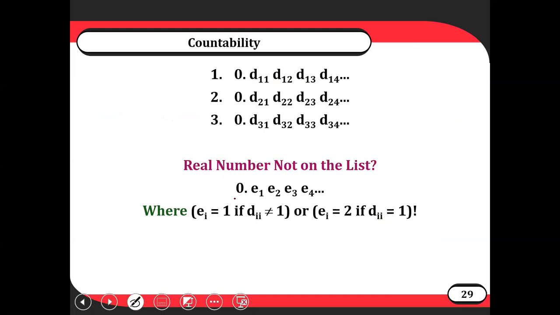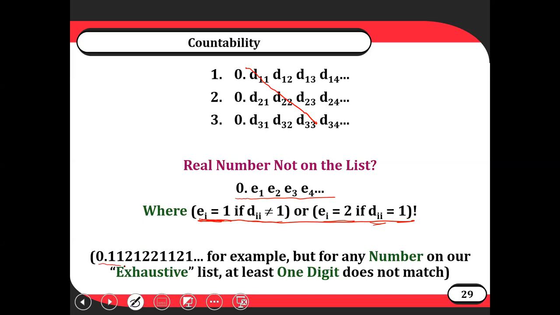So let's assume that we have a number. We're going to take this number. This digit is 1 if the ith digit of the ith number is not equal to 1, or it's 2 if the ith digit of the ith number is equal to 1. So I have all these numbers here, and I'm going to take the diagonal, and every time I see a number here, if this number is the same, I'm just going to change it to something different. And why can I do that? Because I have an infinite number of digits to work with. If I define it like this, this number definitely exists. One example might be this. It's made up of the digits 1 and 2. But for any number on our exhaustive list, at least one digit does not match.